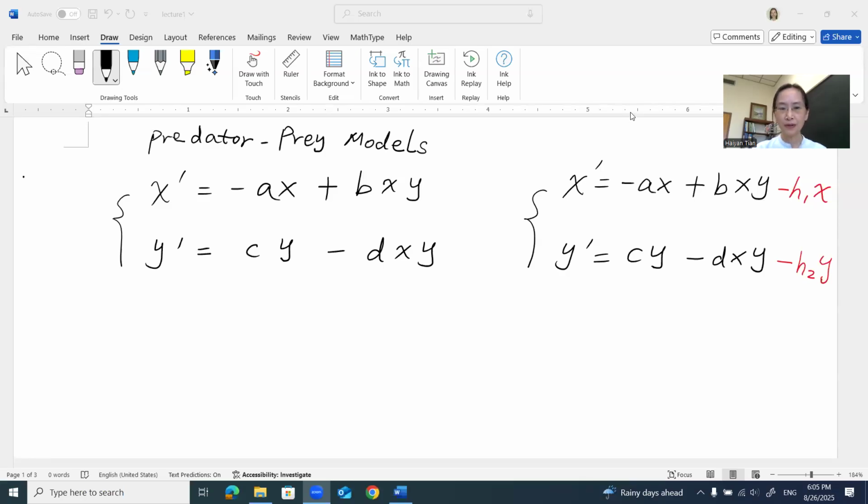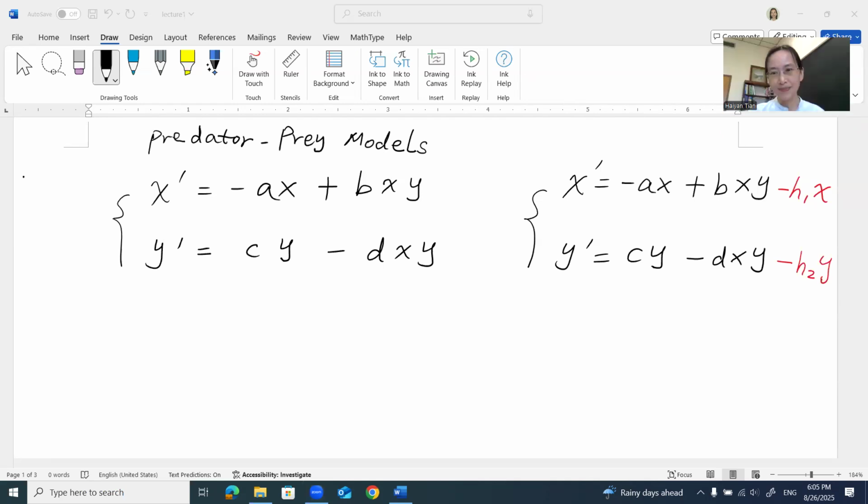Now you see two models. They are predator-prey models. Could you tell me the difference between the two population models? Yeah, so if we compare both equation systems, in the first system of two equations you have X as the predator and Y as the prey population, and A, B, C, D.